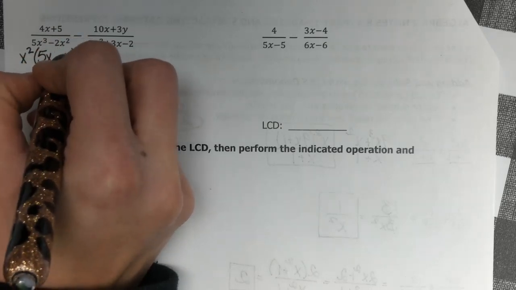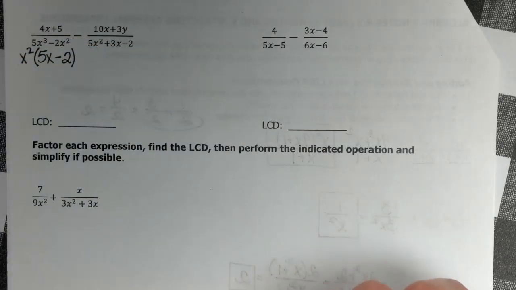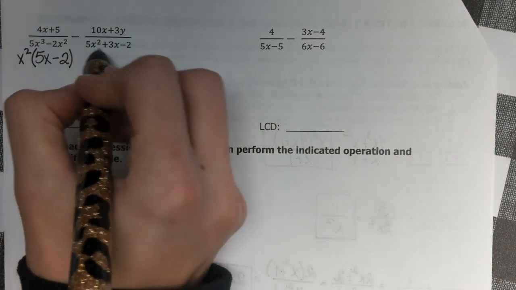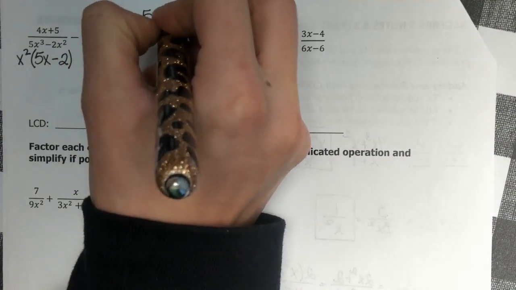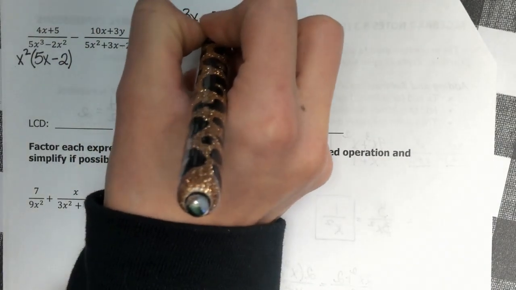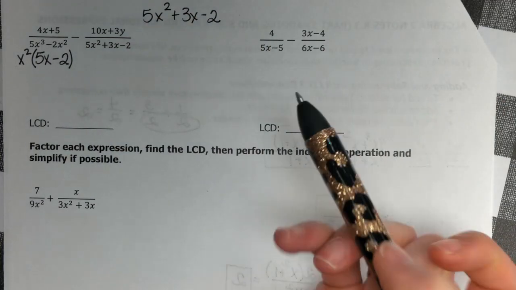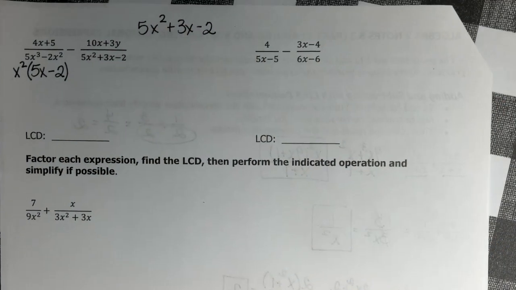5x minus 2. Right? Y'all remember how to take out a GCF? Okay. Alright, then 5x squared plus 3x minus 2. I'm going to write that over to the side because you have a coefficient in front of your x squared. Between 5, 3, and 2, I don't have a GCF.